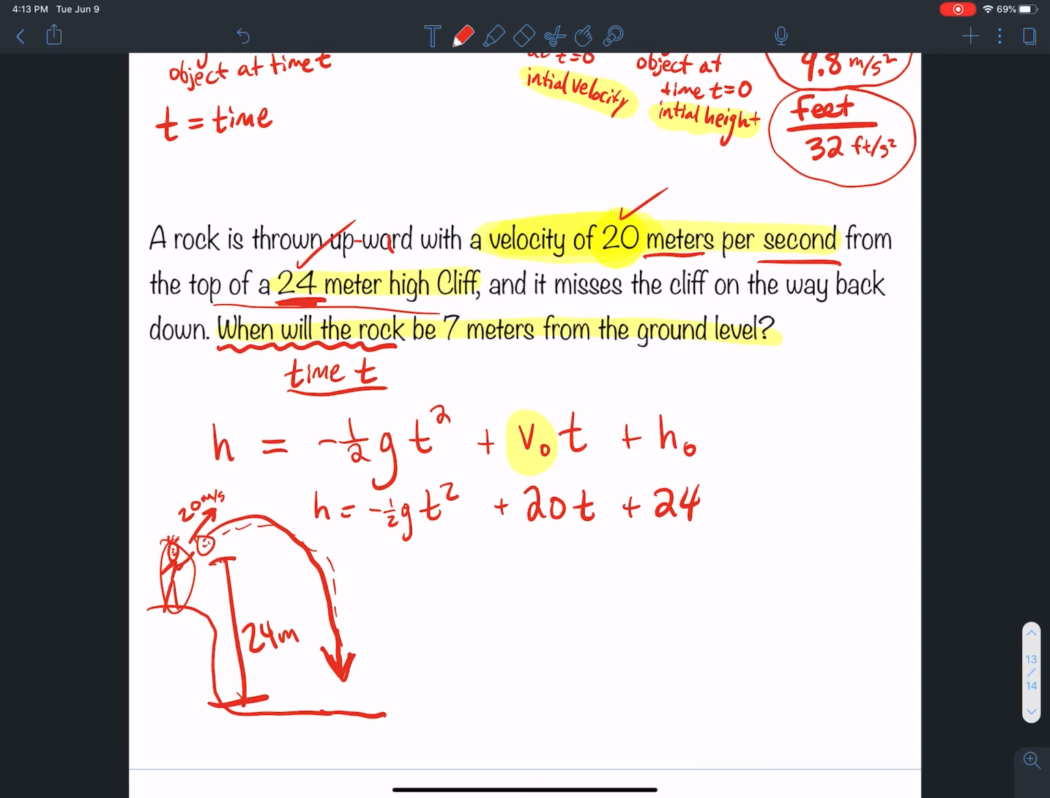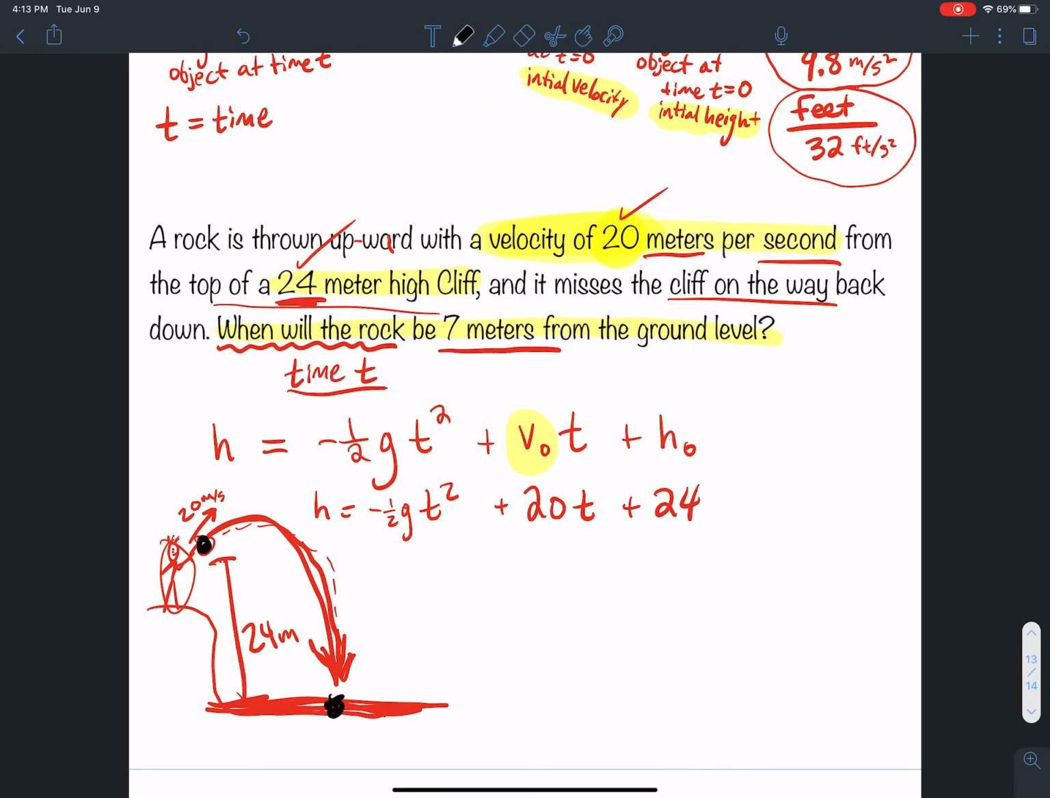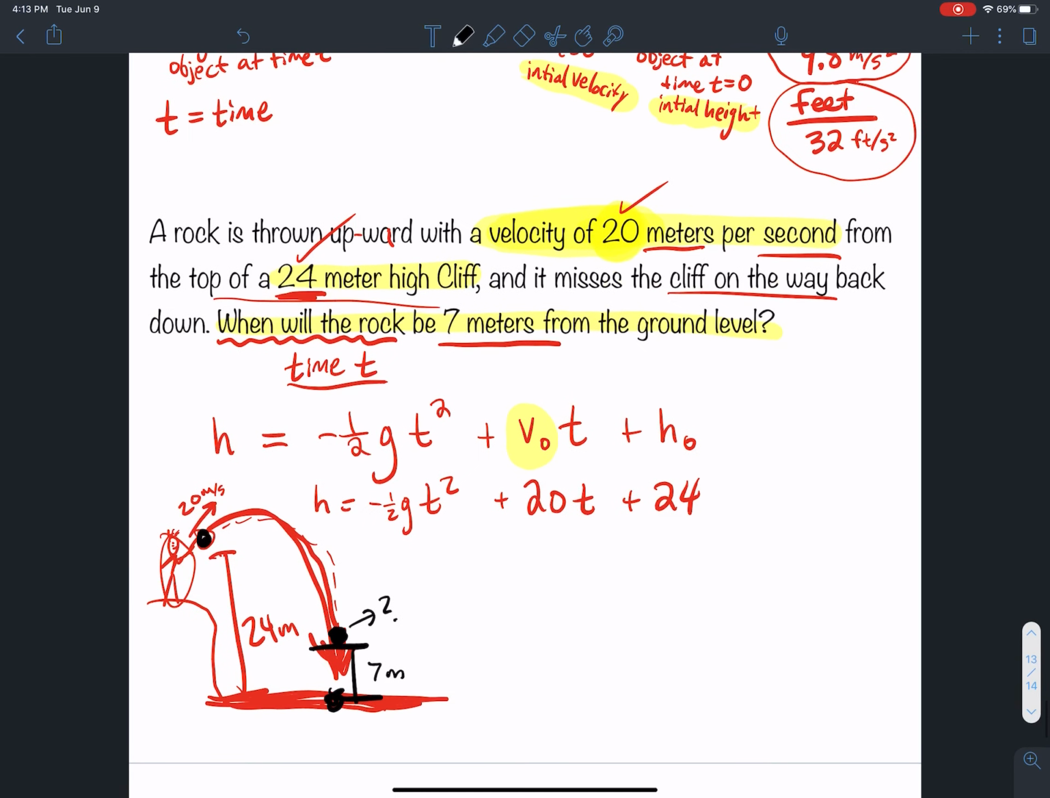The next part says it misses the cliff on the way down. That's how I know that it's coming down this way. Now the next thing is, when will the rock be 7 meters from the ground level? Do we want the rock to hit the ground? No, we want to be 7 meters from the ground level. So when is the rock right here? Is that time t? Is that gravity? No. That's the height of the object at time t. We want that to equal 7.